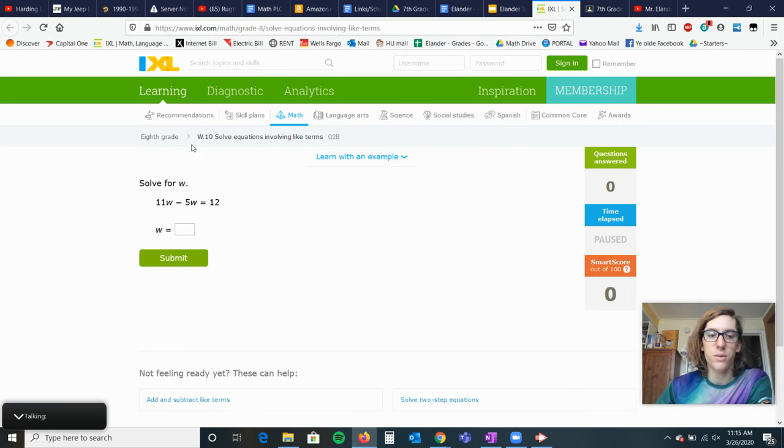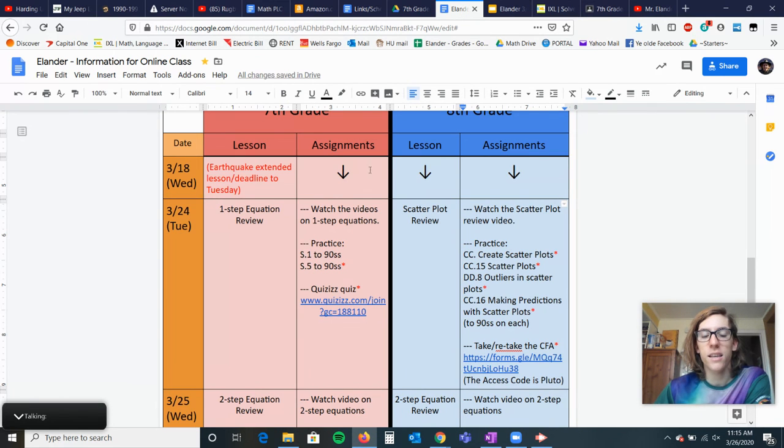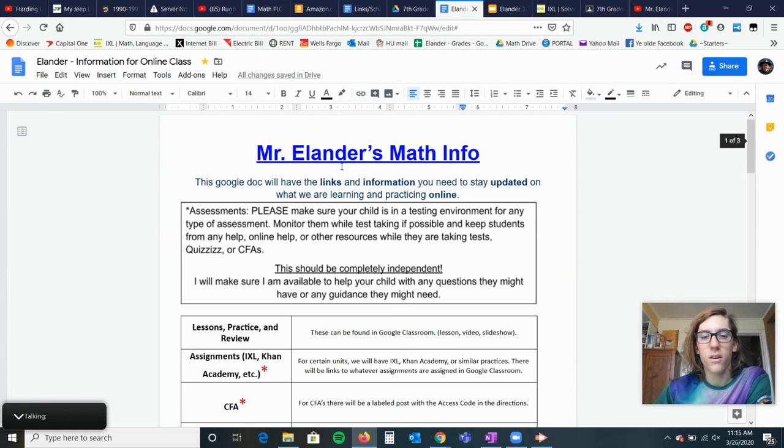If you click on the IXL, it takes you to W10, 8th grade W10. Remember, yesterday's was in 7th grade, just because it was a little bit of review. But today, W10, that's the set that you're going to be doing. And get it to a 90 SMART score.